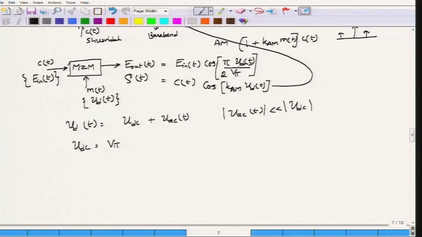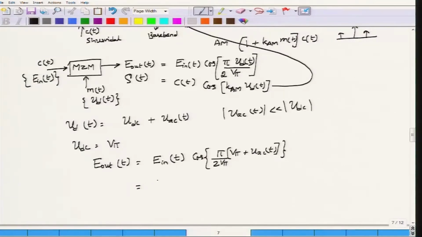if I substitute this V pi condition into the expression for the output electric field, I get E out of t of the Mach Zehnder modulator equal to E in of t times cos of pi by 2 V pi times UDC, which is V pi, plus UAC of t. If you expand what is inside the bracket, V pi will cancel from numerator and denominator, and what I get is E in of t times cos of pi by 2 plus pi by 2 V pi UAC of t.